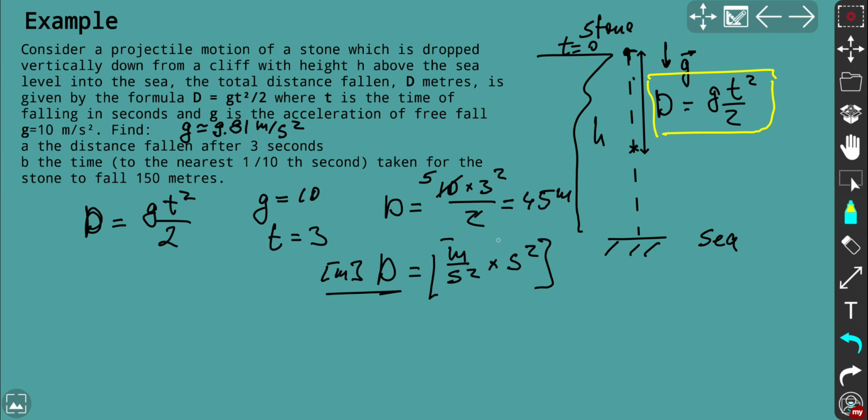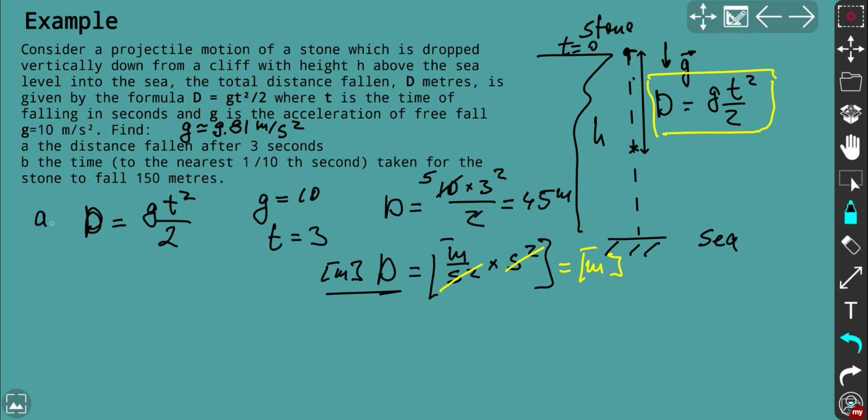Okay, what we're gonna do, we can cancel second squared and second squared right there. So we're finally left with meters. And this is right because we measured distance and we calculated that. All right, so question B, the time to the nearest 1/10 second taken for the stone to fall 150 meters.